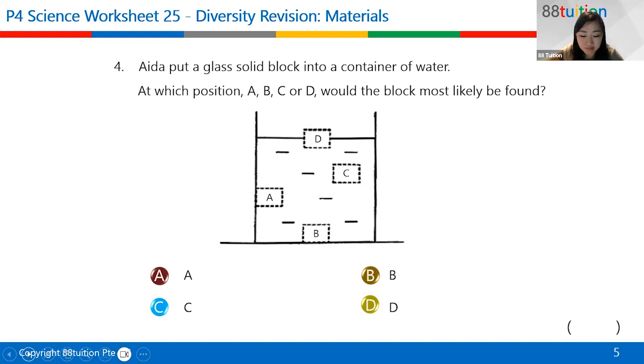Catherine. C. C for cat, is it? B for book. B for boy.